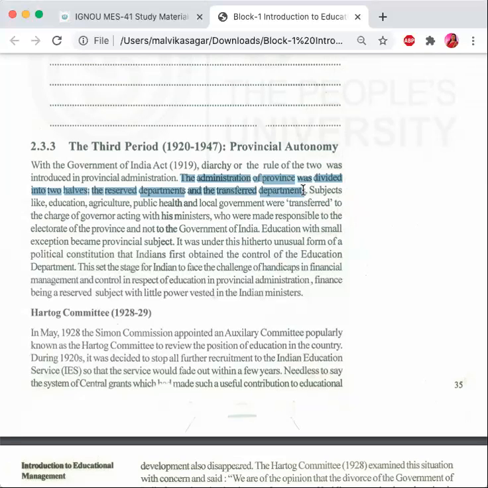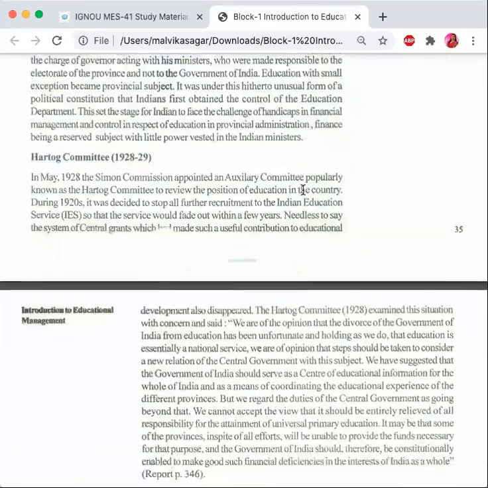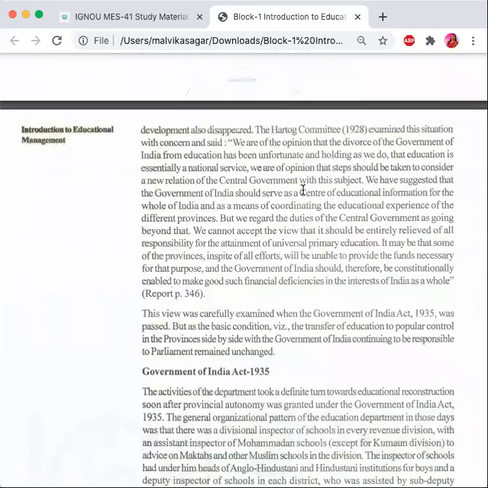Needless to say, the system of central grants, which had made such a useful contribution to educational development, also disappeared. The Hartog Committee in 1928 examined this situation with concern and said: we are of the opinion that the divorce of the government of India from education has been unfortunate, and holding as we do that education is essentially a national service, we are of opinion that steps should be taken to consider the new relationship of the central government with the subject.